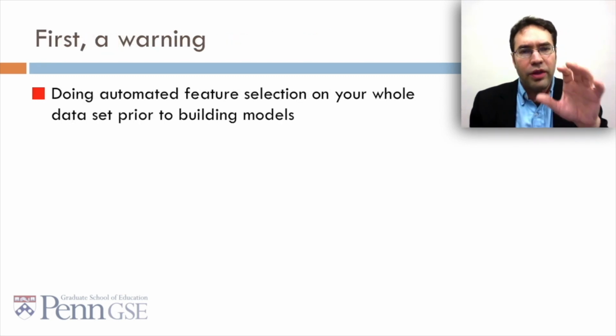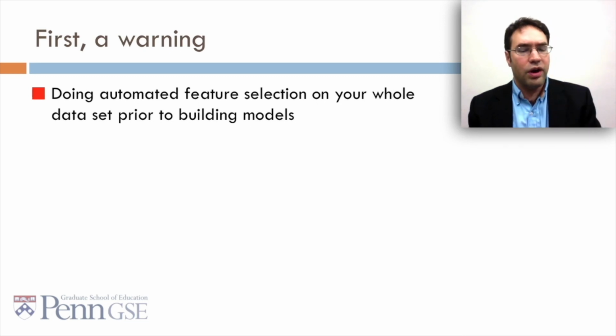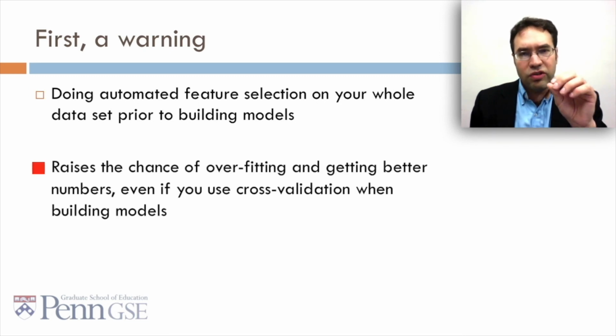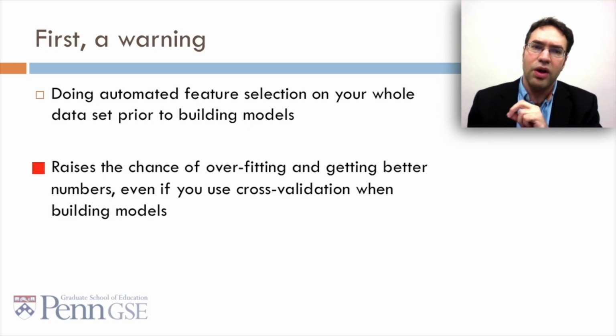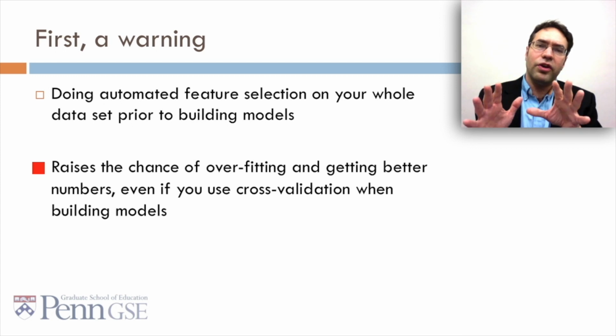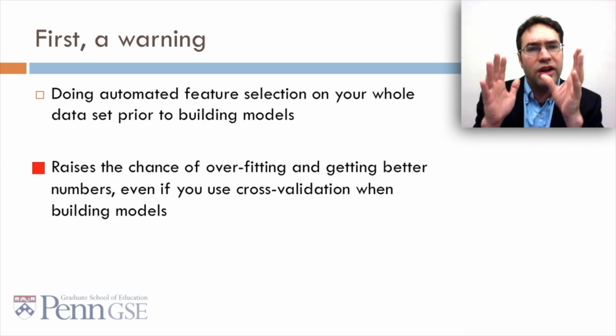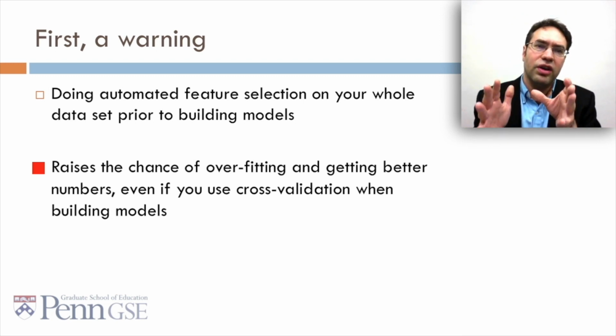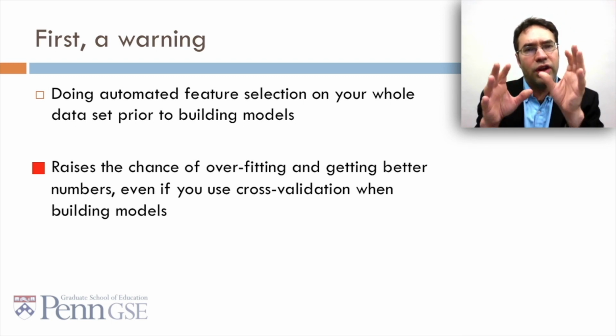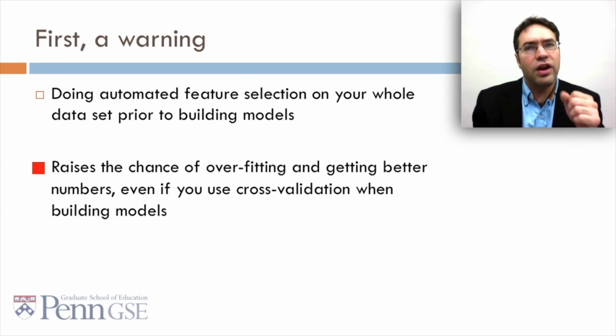First, before I talk about this more, let me give you a warning. Doing automated feature selection on your whole dataset prior to building models raises the chance of overfitting and getting better numbers, even if you use cross-validation when building models, because you're making decisions about what variables to use, which is often considered part of the algorithmic process, before you even get to the algorithm, and you're doing it in the whole dataset. So when you cross-validate, you're only cross-validating part of your process. You're not cross-validating your entire process.